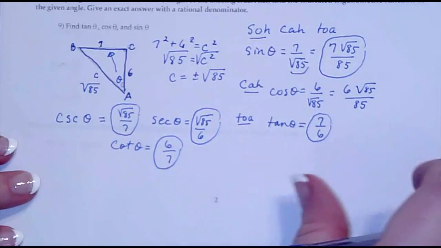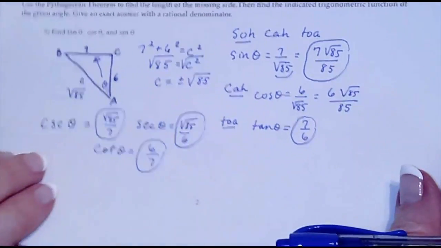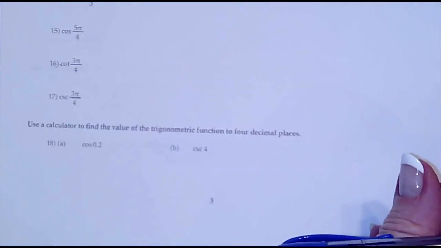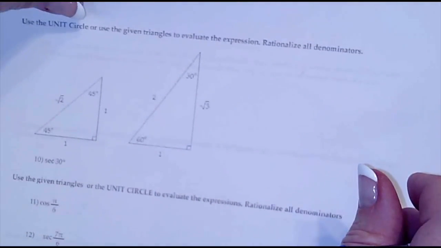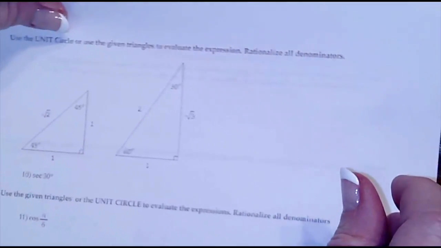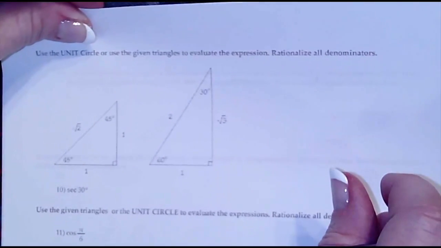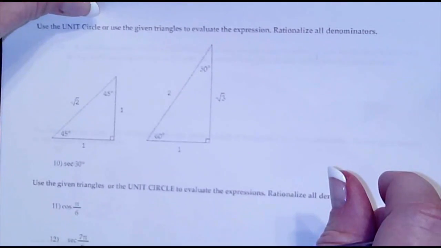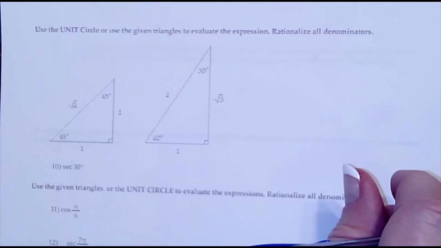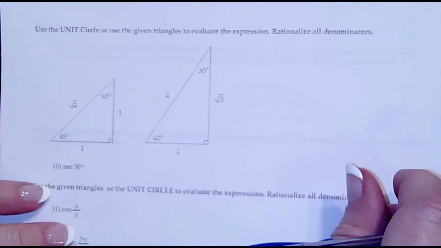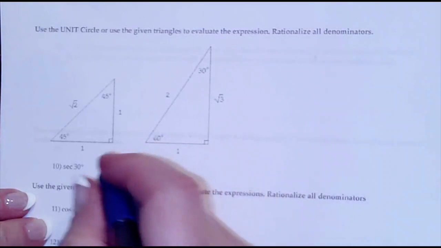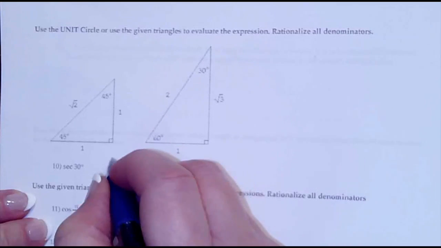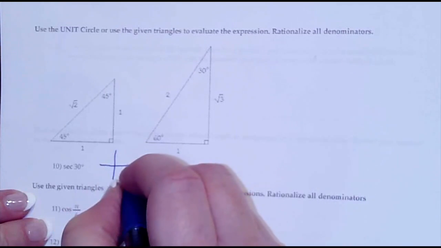Okay, next one, it's on the next page. We're just going to do a couple of these because you guys did these in chapter 5 as well. Now, you can use these 45, 45, 90 or 30, 60, 90 triangles if you want. I think most of you will probably use the unit circle to make it easier. The first one is secant of 30 degrees. So we're going to use the unit circle.